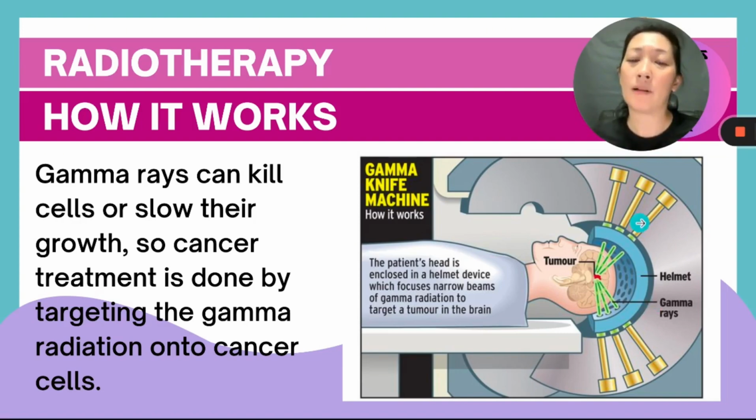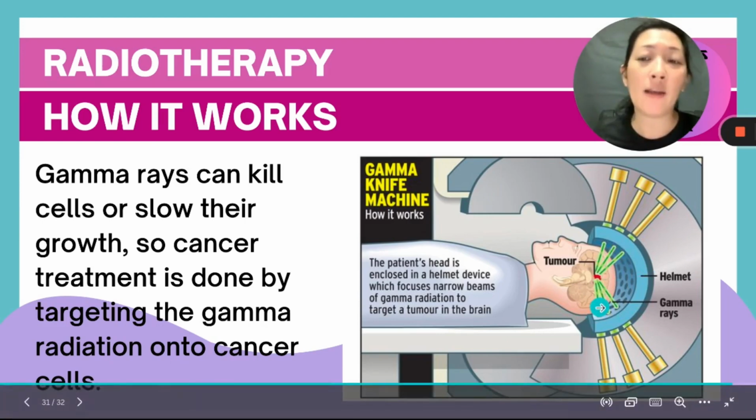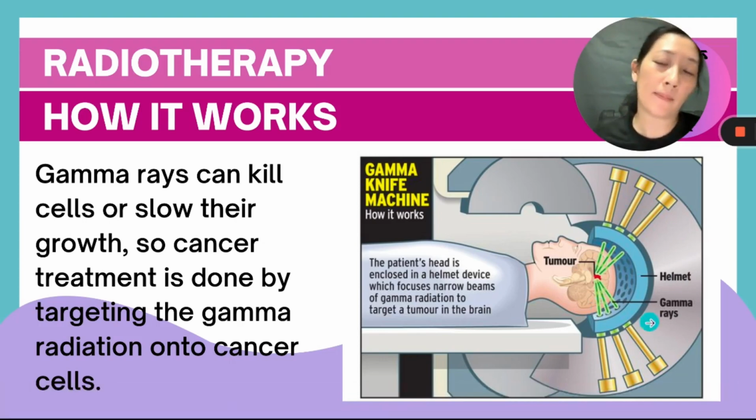This is an example of how gamma radiation can be used to target a brain tumor. The patient's head is enclosed in a helmet device, and this device focuses narrow beams of gamma radiation towards the tumor in the brain. Now remember that gamma radiation does not only kill targeted cells, it basically can kill all cells. That means all the healthy living cells that are in the way may also be exposed to the gamma radiation. So that's why we need to set it up this way.